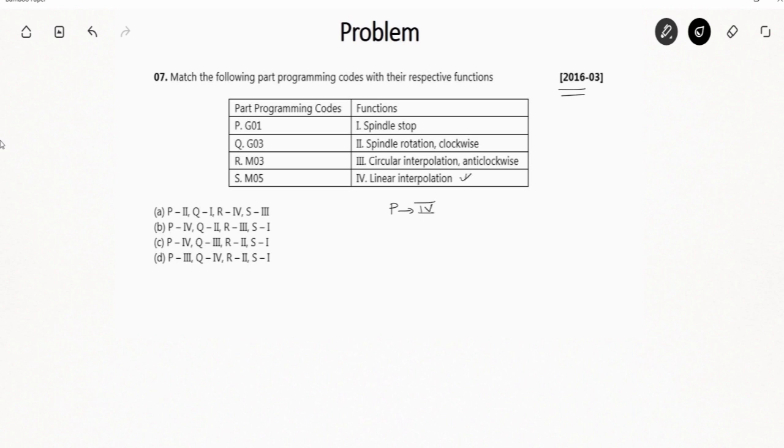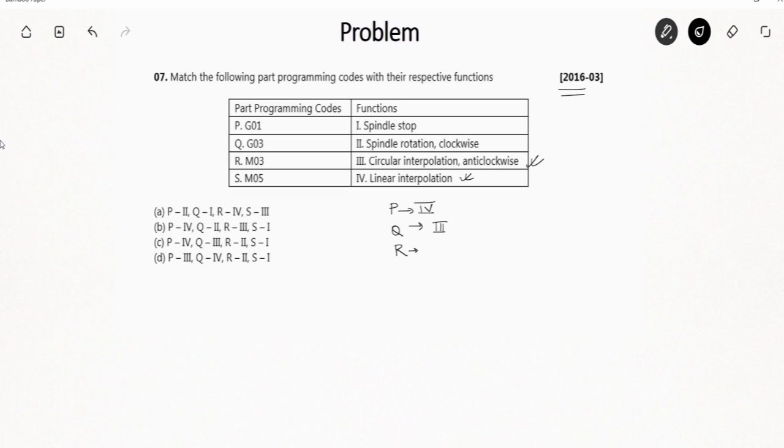It's linear interpolation. Similarly, G03, in the previous question only I have told you that G03 is for anti-clockwise interpolation. So if you look at the option, it's 3, counterclockwise interpolation. R is basically M03. What's the difference between G and M? G is for tools and M is for machines. G codes are for cutting tools and M codes are for machine tools.